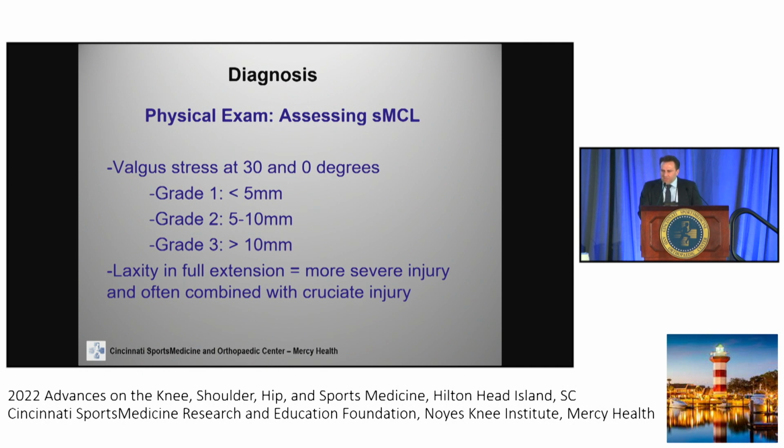When we talk about a physical exam, really, historically, what we're looking at is assessing the knee in 0 degrees of extension as well as 20 to 30 degrees of flexion. And historic grades have been 1, 2, or 3 based on the amount of gapping of the joint line, 5 millimeters or less, 5 to 10 millimeters and greater than 10 millimeters. And laxity with full extension often indicates a more severe injury, as well as oftentimes a combined injury with the cruciate ligaments.